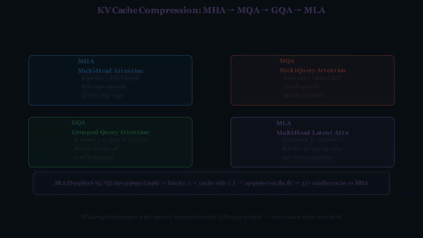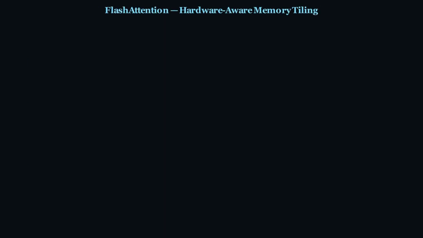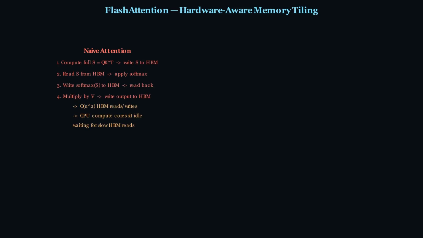The attention matrix is quadratic in sequence length. But the bottleneck is not arithmetic. It is memory bandwidth. FlashAttention fixes this with tiling. Naive attention writes the full n-squared matrix to slow GPU HBM memory 4 times. Compute cores stall waiting for data.